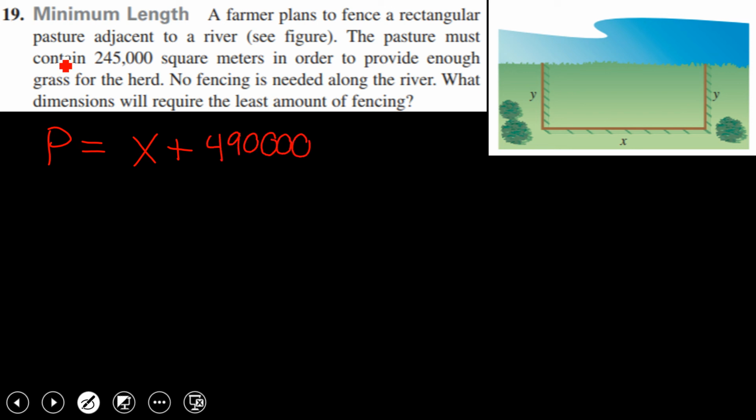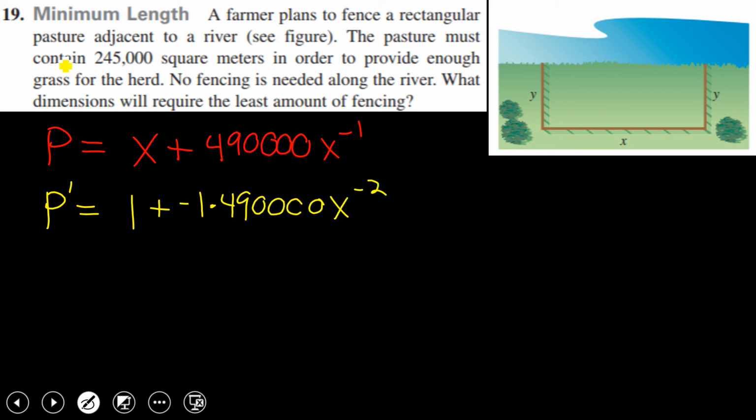So as I go from here, I'm going to find my derivative. I want to try and find my critical values. So my derivative is going to be p prime equals 1, the derivative of x, plus negative 1 times 490,000 times x to the negative 2, which is the same thing as 1 minus 490,000 over x squared, just to make it a little simpler, right? So that's what this looks like overall.